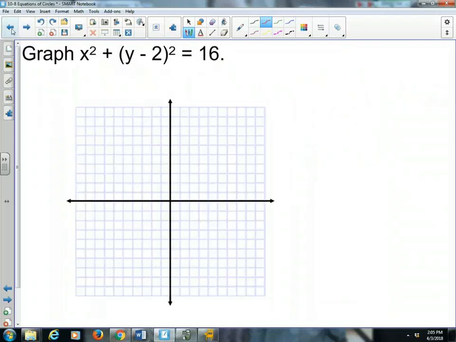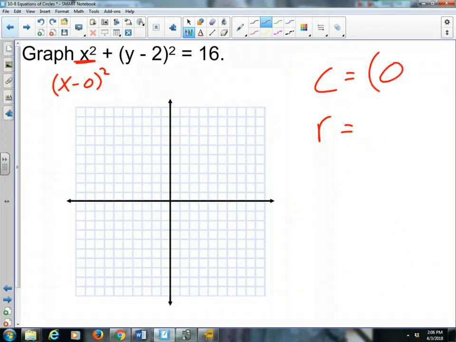And we are on our last one, right? So here we have x squared plus y minus 2 quantity squared equals 16. I need a center, I need a radius, and with that, I can graph any circle. This part right here is kind of like x minus 0 quantity squared. X minus 0 squared is just x squared. So the x coordinate of my center is 0. And then the y coordinate, remember it's the opposite of this. We see a y minus 2, so it would be a positive 2 for the y coordinate of my center. R squared equals 16, so the square root of 16 is 4.